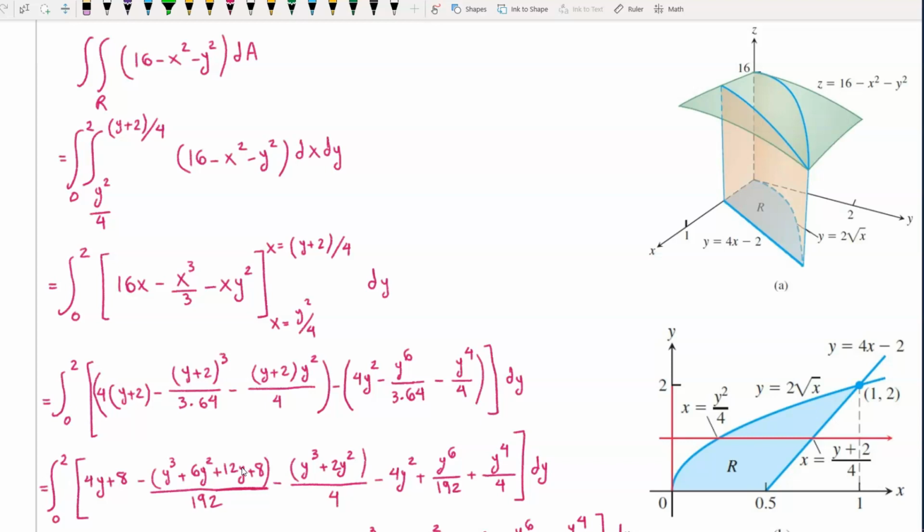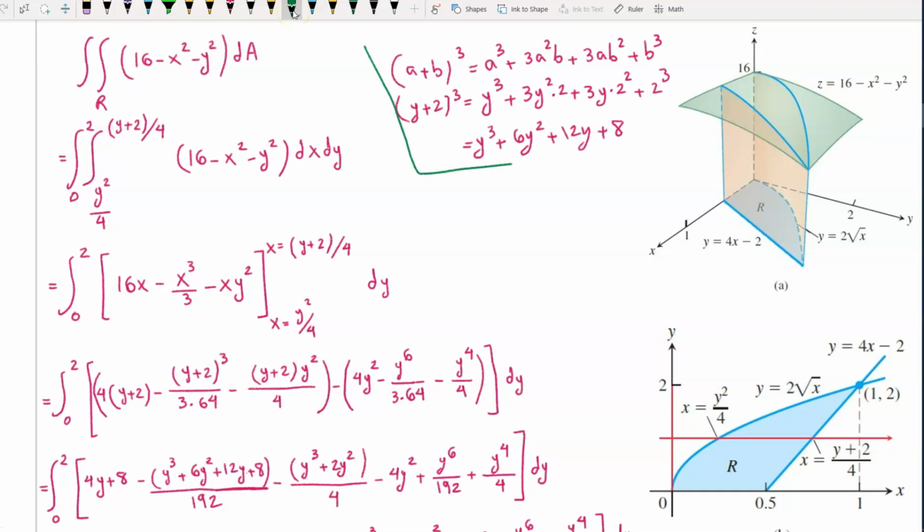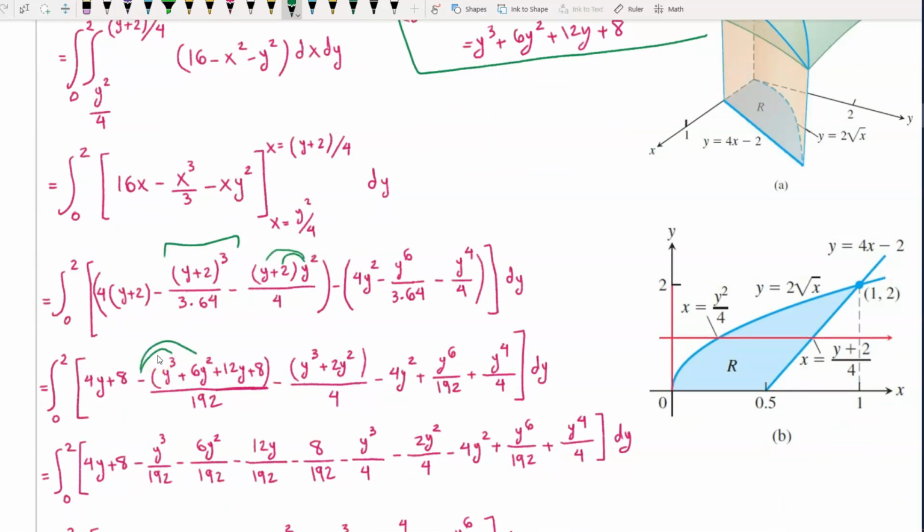For that part, I used this rule for (a plus b) cubed. So instead of a, we have y, and instead of b, it is 2. We have y cubed plus 3 times y squared times 2 plus 3 times y times 2 squared plus 2 cubed. So our answer for that part is y cubed plus 6y squared plus 12y plus 8. And then here we have y squared times y, so it is y cubed, then y squared times 2, it is 2y squared. Then I use the distributive property, multiply this negative. And here same thing, multiply negative.